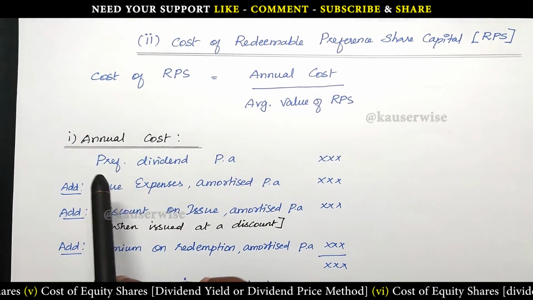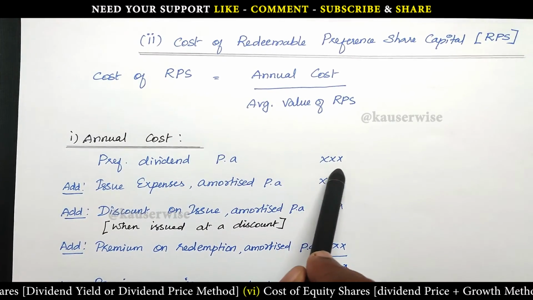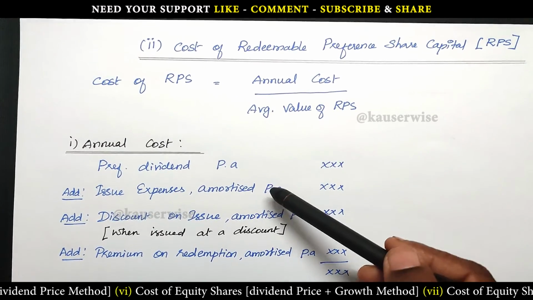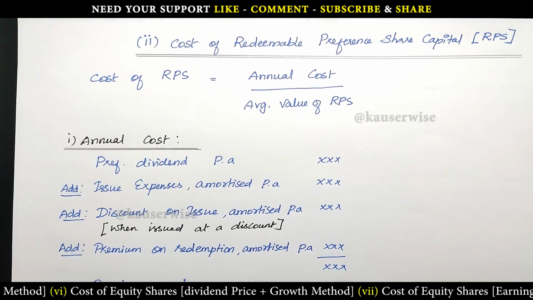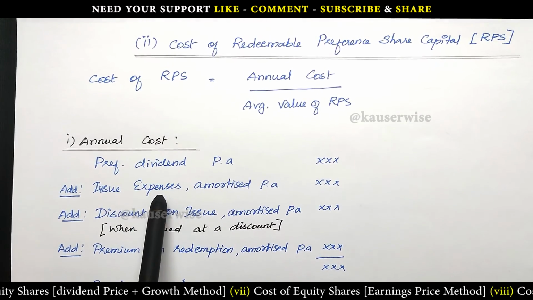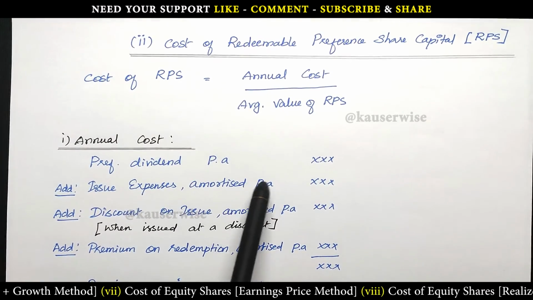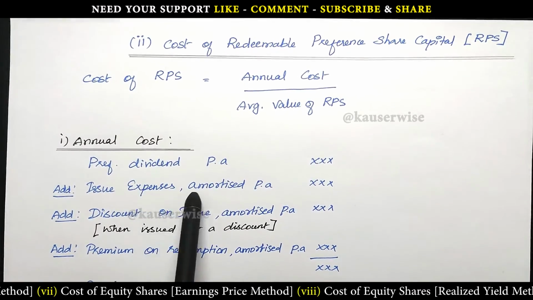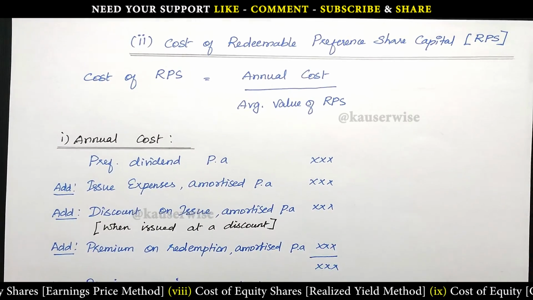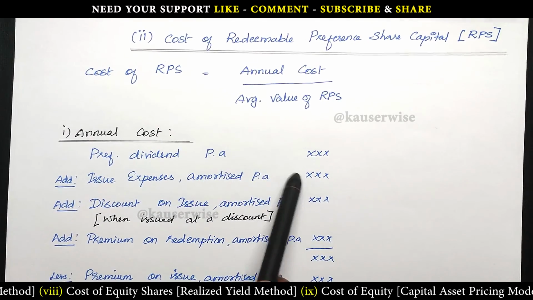The formula is preference dividend per annum. So how much dividend the company is going to declare every year per annum we have to take. That will be the starting point, and we need to add certain things and subtract certain things. The first one is issue expenses. If there is any issue expenses, that has to be amortized per annum. That is the total expenses divided by the tenure of the redeemable preference shares. For example, 7 years means the total expenses divided by 7 you will be getting per annum.